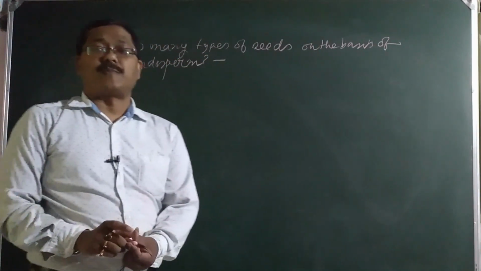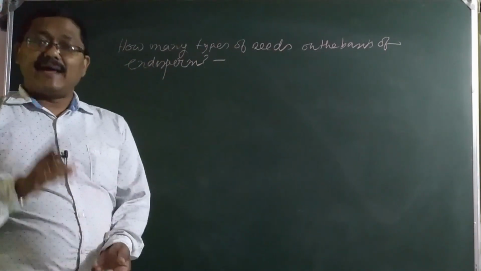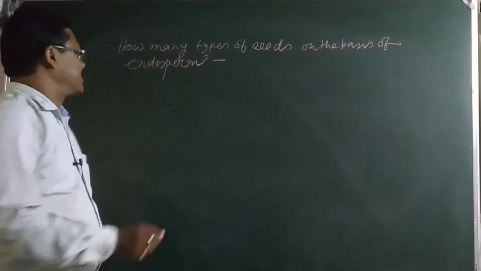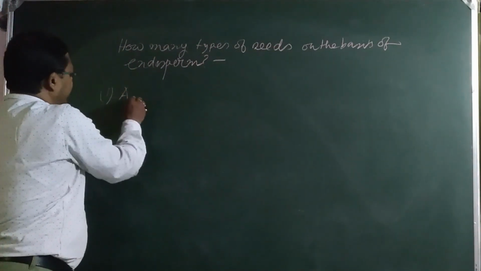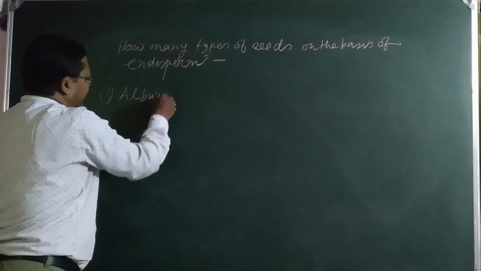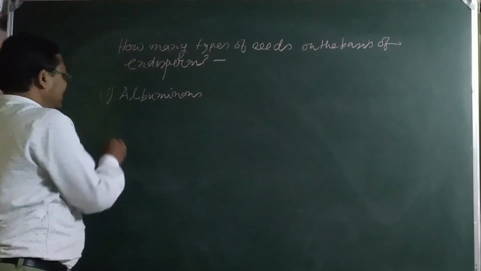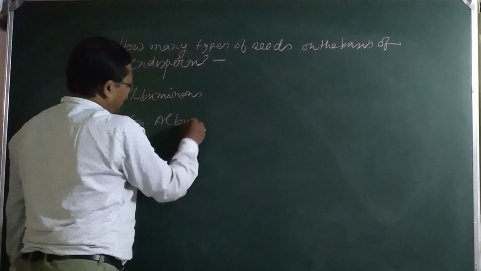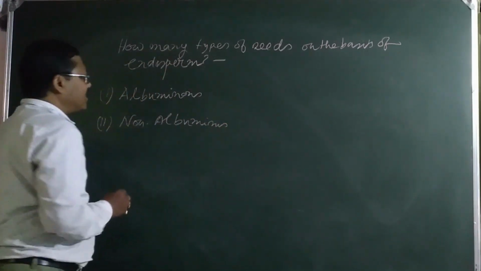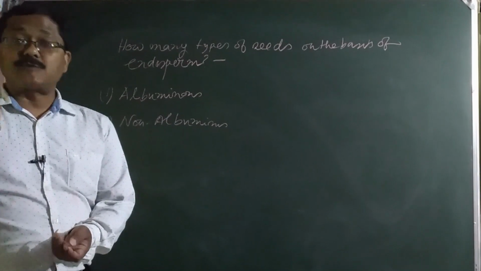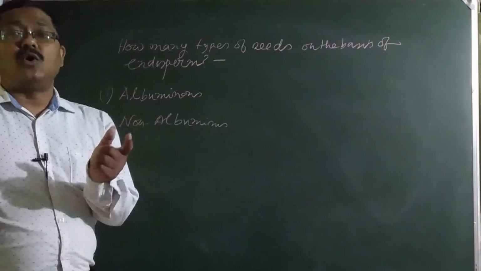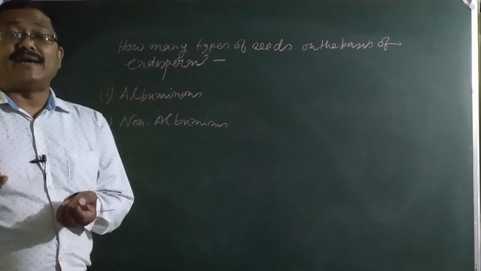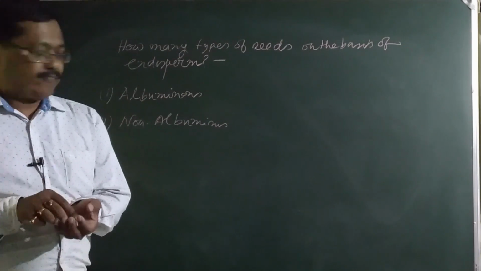On the basis of the endosperm, seeds are divided into endospermic (albuminous) and non-endospermic (non-albuminous). What do you mean by endosperm? Endosperm is the tissue which contains a huge amount of food materials that are provided during the growth of the embryo.